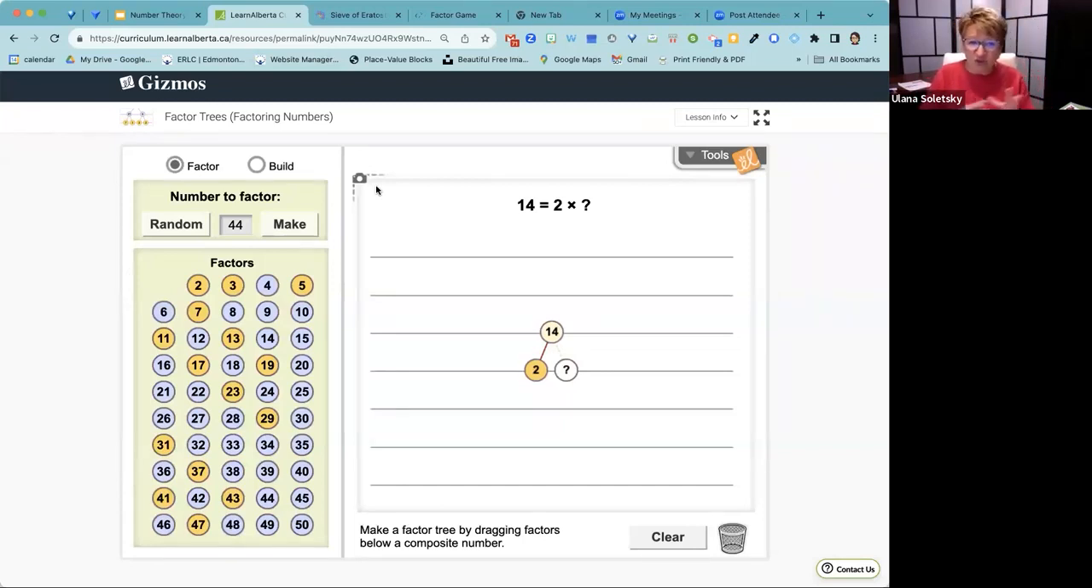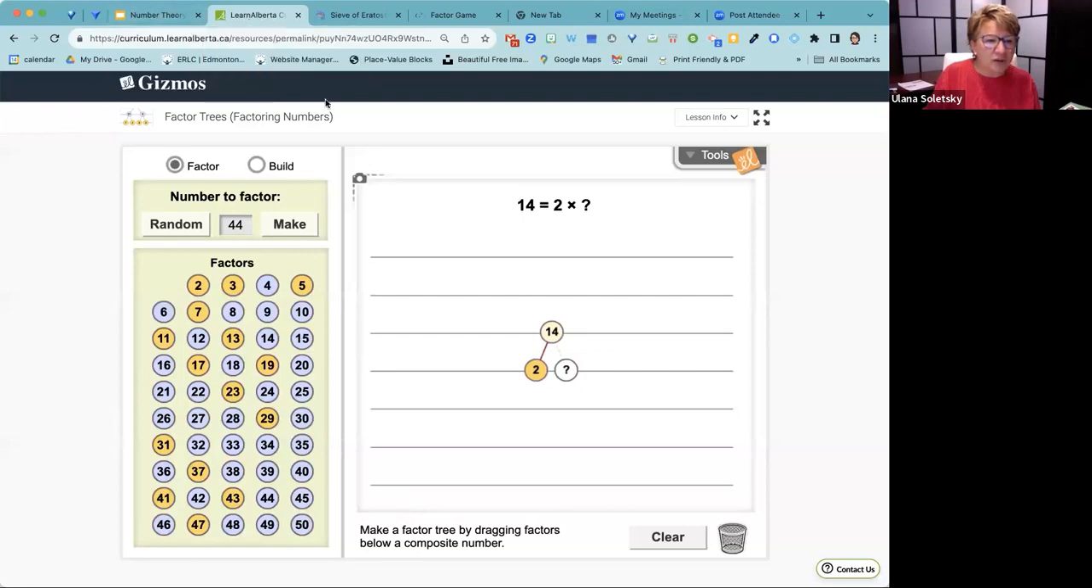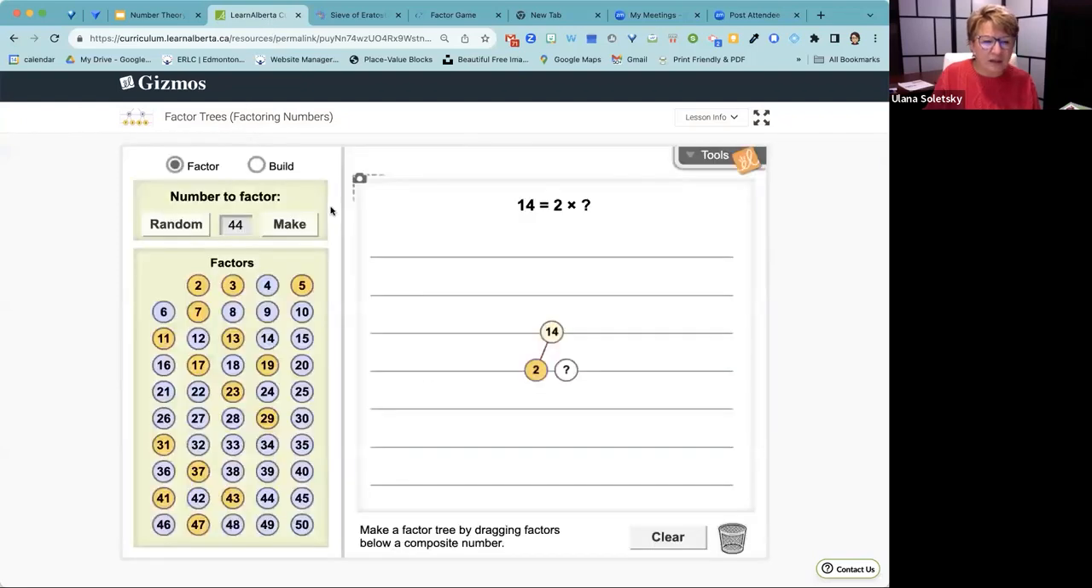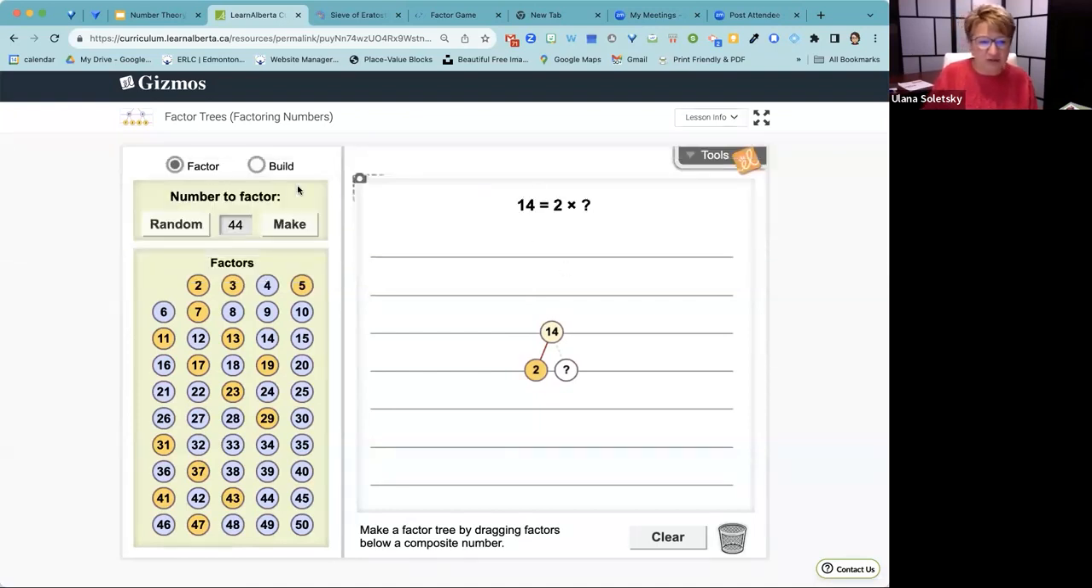There are 2 gizmos for this, one for students and one for teachers. The one for teachers, if you go up to the lesson info, shows you more. I actually have the student one open. This is the teacher one, which looks exactly alike, but you will find here an answer key and a teacher guide. There's also a student exploration sheet and a vocabulary sheet, and I'm going to show you how you can use this.